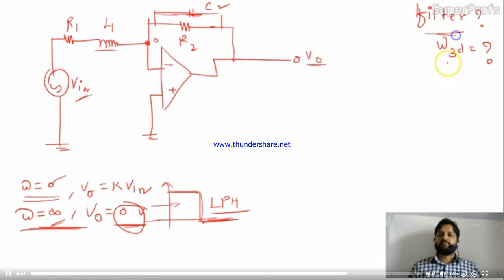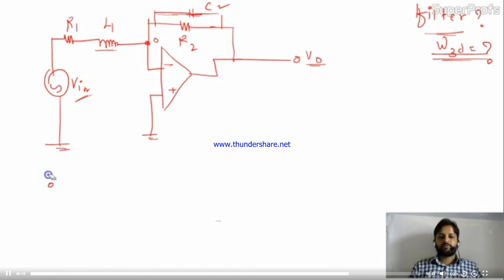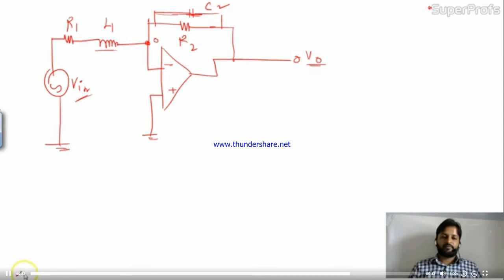Okay, one part is over. Now they're asking to find out the omega 3 dB. So for this circuit, let me calculate, then I'll show you how to calculate directly. Again, we have to find out the transfer function of this circuit, the input-output relation. Convert this circuit into the s-domain: this will become L1S, this will become 1 by C2S, and this is 0 over here.